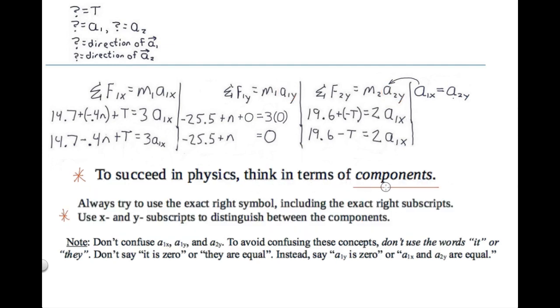Think in terms of components. For example, each Newton's second law equation for this problem refers specifically either to the x component or to the y component. We used x and y subscripts to carefully distinguish between variables that refer to the x component, such as a1x, and variables that refer to the y component, such as a1y. Notice how different our analysis was for a1y, which equals 0, and for a1x, which equals a2y.